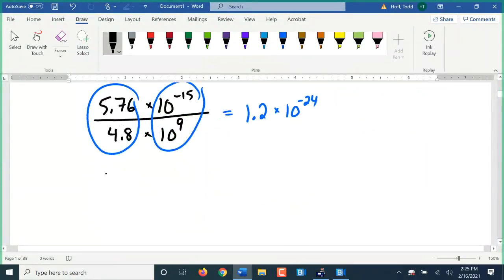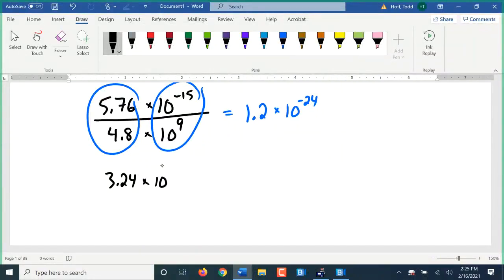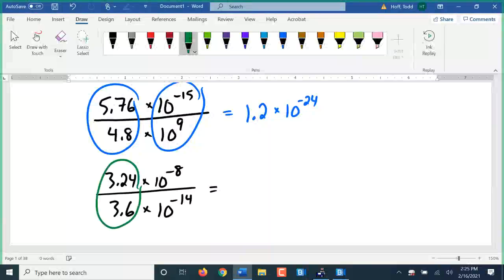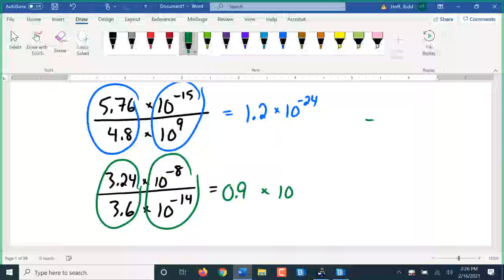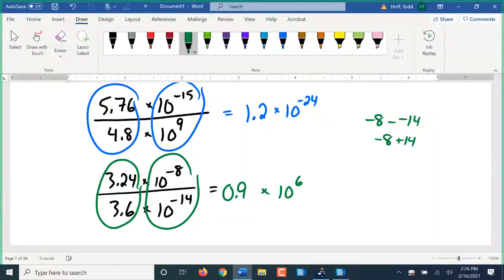We might have 3.24 times 10 to the negative 8th divided by 3.6 times 10 to the negative 14th. Here we're going to divide our counts. 3.24 divided by 3.6 is actually 0.9. We divide our names. 10 to the negative 8th divided by 10 to the negative 14th. Well, we're going to subtract powers. Negative 8 minus a negative 14. Well, that, remember, is negative 8 plus a positive 14, which is a positive 6. So that's 10 to the 6th.